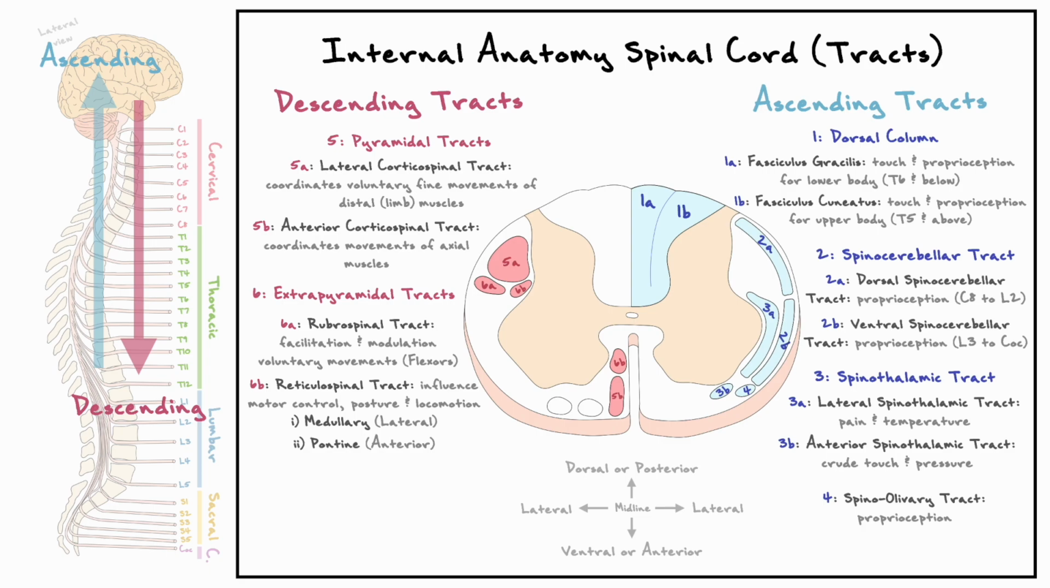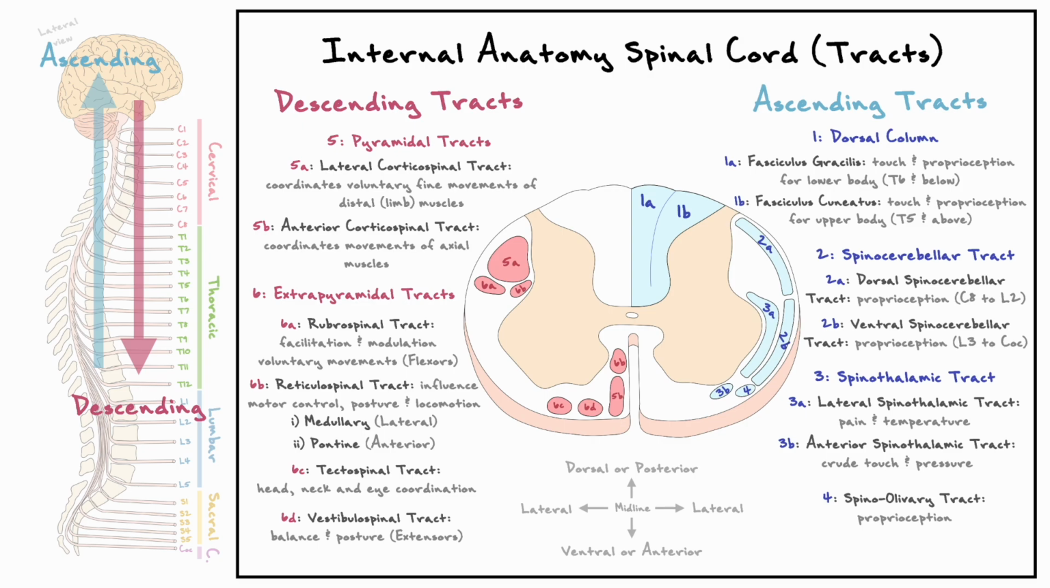Third, there is the tectospinal tract that activates muscles of the head and neck to coordinate them with movements of the eyes. Finally, there is the vestibulospinal tract that activates extensor muscles from the signals of the vestibular system to control balance and posture.